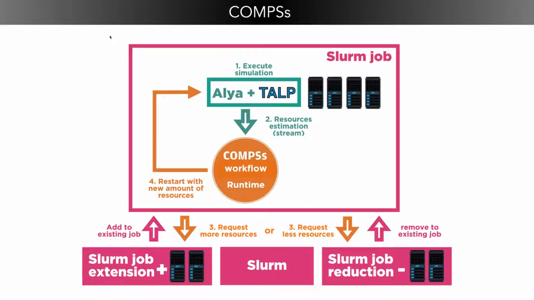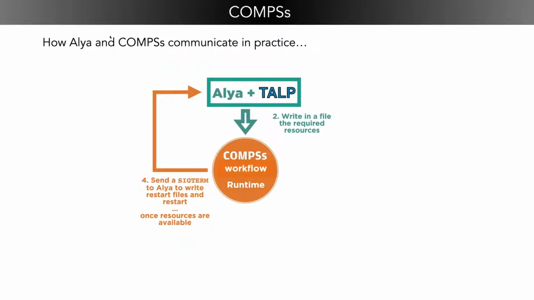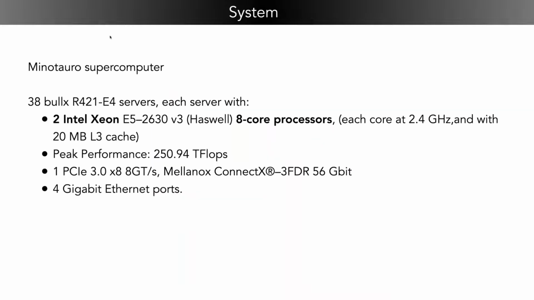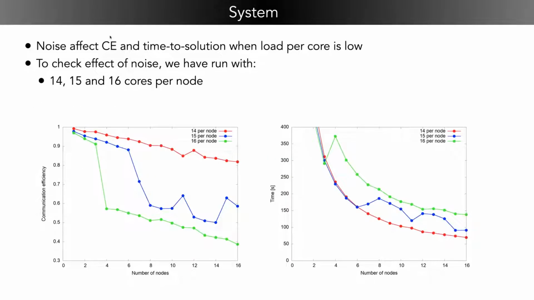Then the mechanism is that COMS sends a SIGTERM to ALYA, so ALYA receives a SIGTERM when the resources are available. If we require more, maybe it will take more time, but once it's available, COMS will tell ALYA to stop, so ALYA writes the restart files in the original configuration and starts with the new resources. So I repeat, the important thing here is not to go out of the job. We'll go through that.